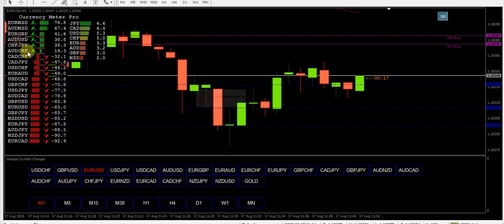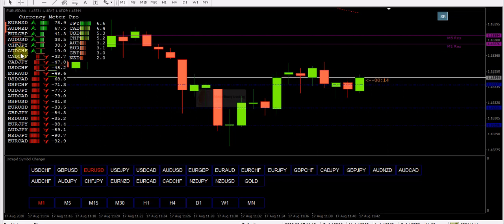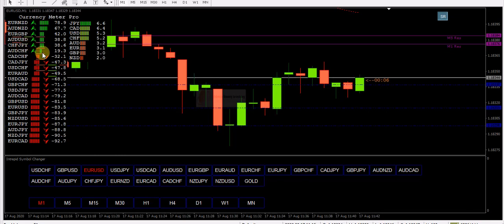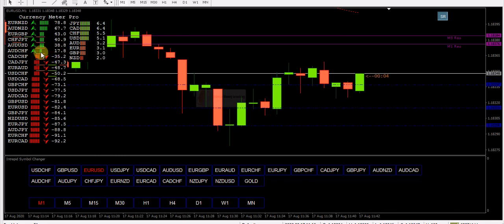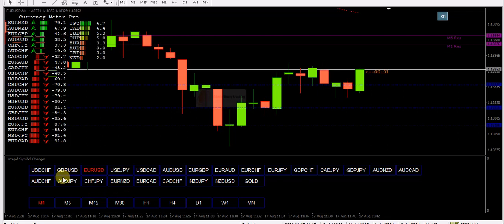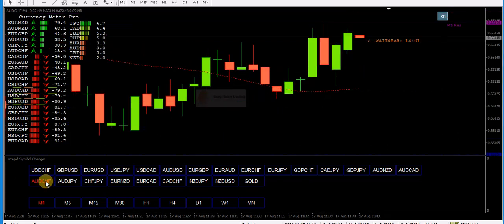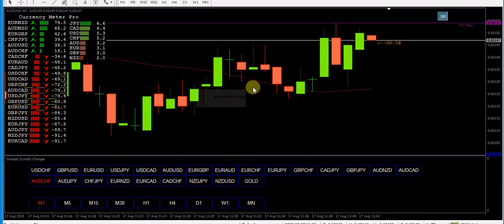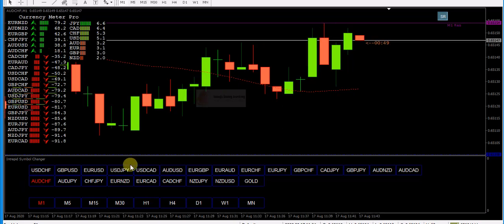When they are going to change the trend, it means the uptrend is now getting weak and they will fall into downtrend. So AUD CHF, CHF JPY is showing that now we are going into the downtrend. So AUD CHF is showing that market moves up. Here it's changing the trend, and here just CAD CHF.